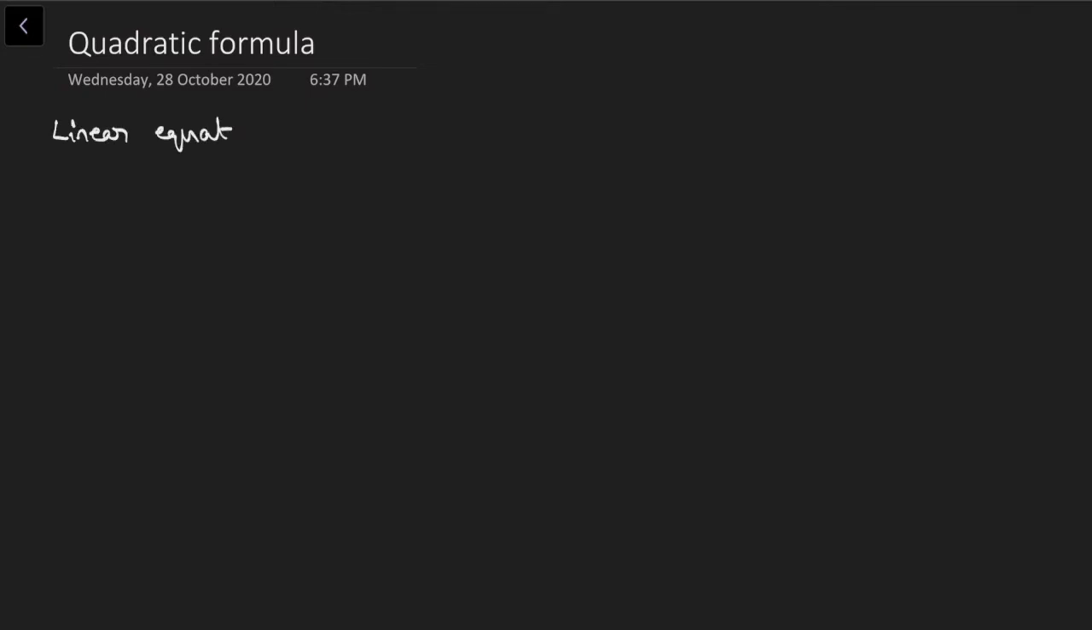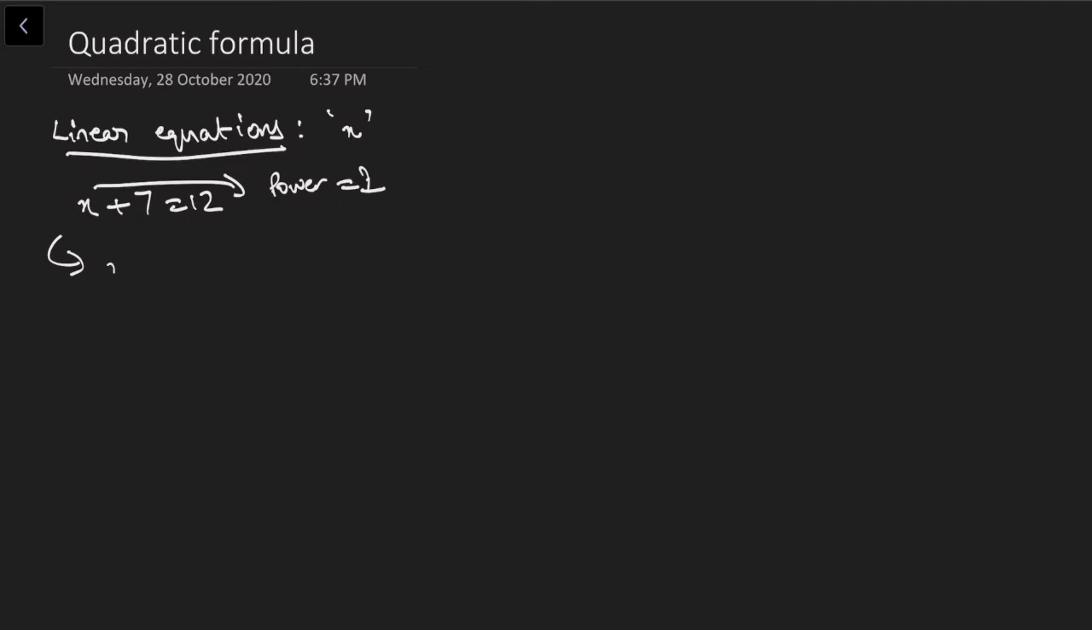So linear equations in one variable. We're all talking about one variable. Let's take this variable as x. A linear equation would be an equation where the power of x is only 1. So we can have x plus 7 is equal to 12. And here we can see that the power of x is 1, and here we can further simplify it by saying that x will be 5, right?